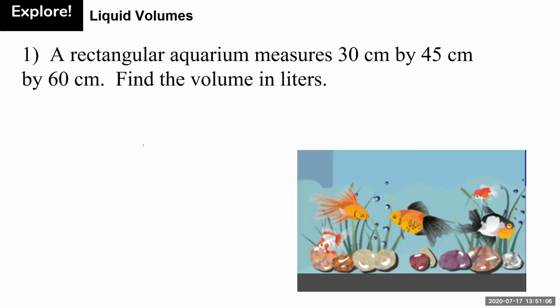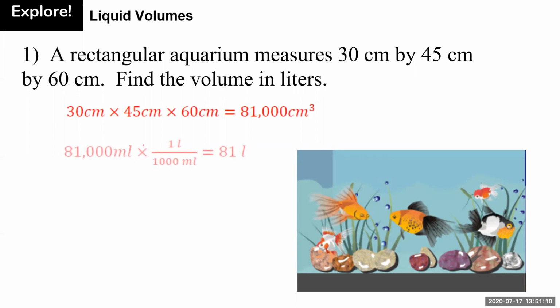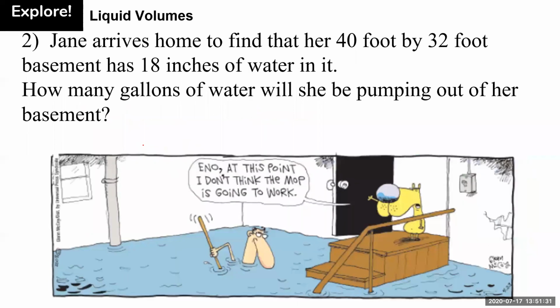So a rectangular aquarium measures that, and you want to find the volume, okay, in liters. So first you find the volume in cubic centimeters, and then you change that into liters, and that gives you 81 liters because 1 liter is 1,000 cubic centimeters. Okay, so that gives you 81 liters. Number 2.